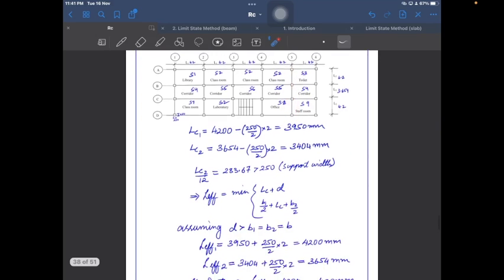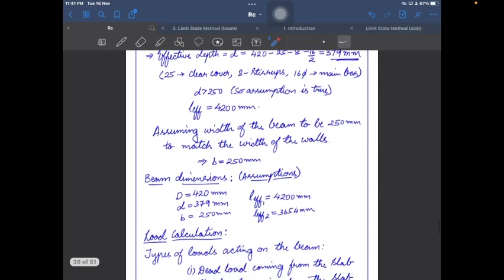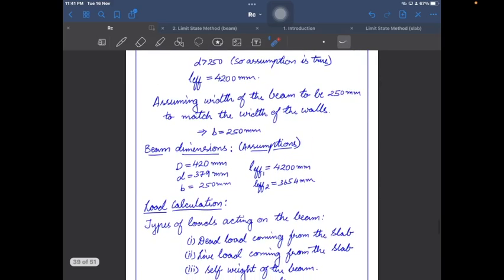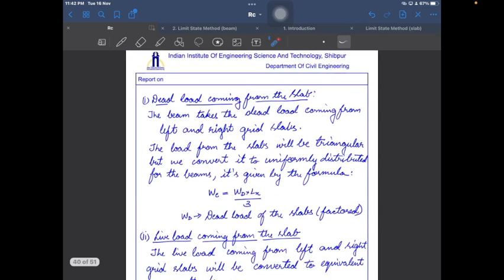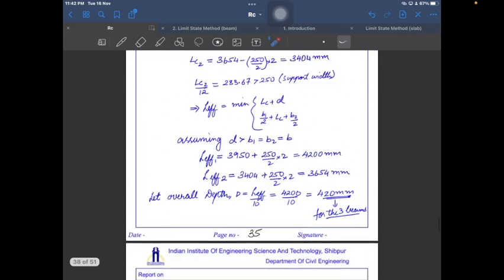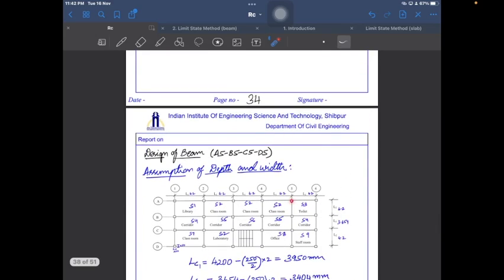That is the thing which we are doing for the other beams, and instead of upper grade and lower grade, now we have got left and right grade. So this grade triangle will give here, this grade triangle will give here. Similarly. I hope it is clear.